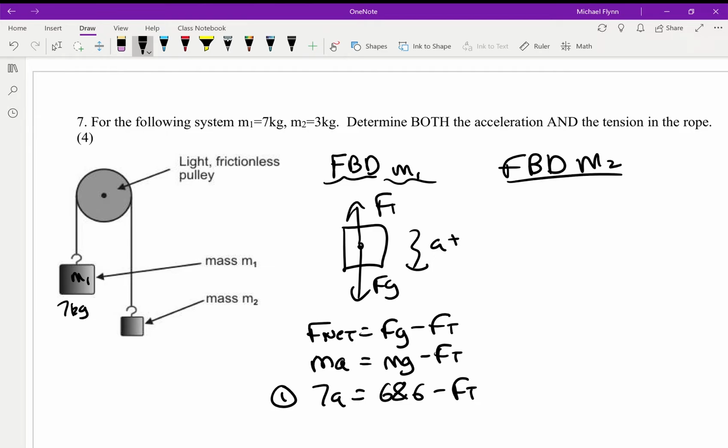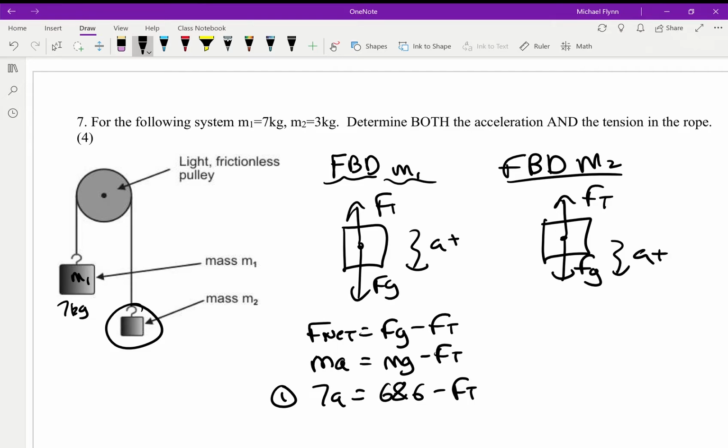Okay. Free body diagram looks exactly the same with one important difference. There's gravity, and there's tension on that one too, pulling up. But the difference is, if M1's going up, M2 must be going down, and so we're going to make down positive for that guy. Oh, actually, what am I doing? M1 is going down, so M2 is going up, pardon me. So we make up positive for that guy.